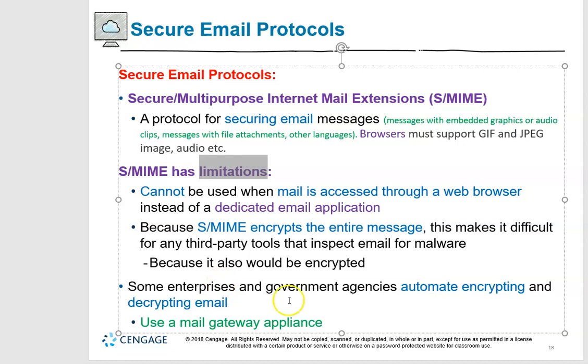So what is the solution to this? Some enterprises and government agencies like DISA, for example, they automate the process of encrypting and decrypting emails so that they can have access to that. And to do so, they use what's called a mail gateway appliance. So you can take a look at some of these examples in your textbook of examples of mail gateway appliances that could be used for this purpose.